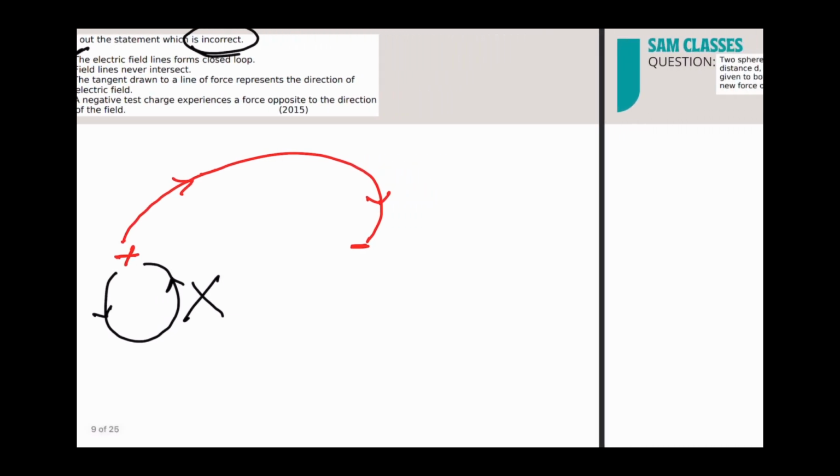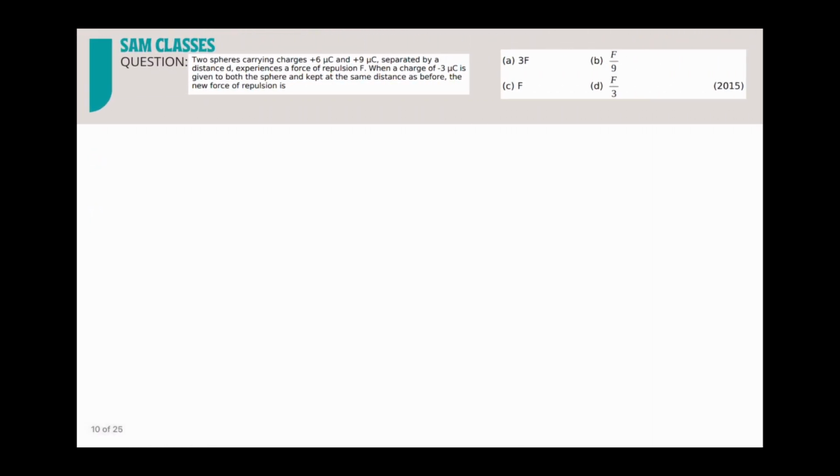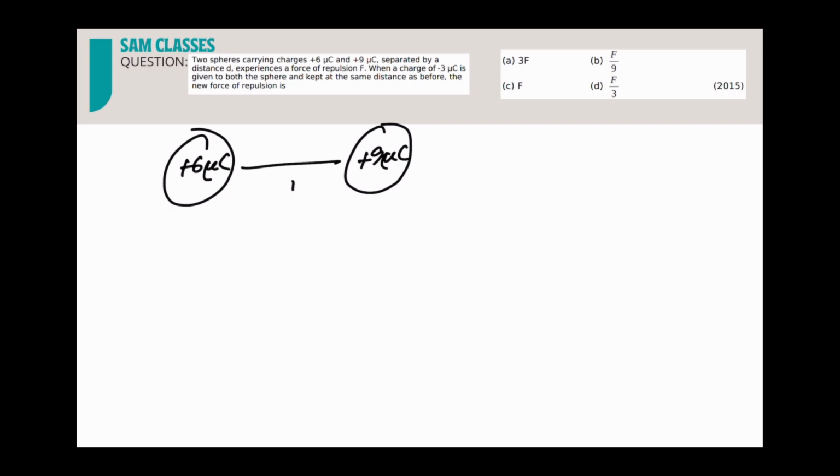Let's see the next question. Here we have two spheres with charges plus 6 microcoulomb and plus 9 microcoulomb, separated by a distance d. This is the basic thing. Two charges are there, so there will be a Coulomb force. F is equal to what? K Q1 Q2 by r square. So 54 microcoulomb squared by d square, correct. That's it. Now what else do we have?